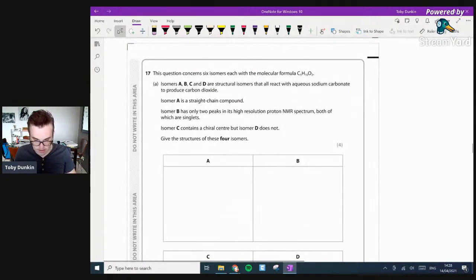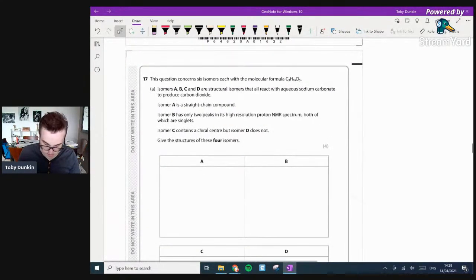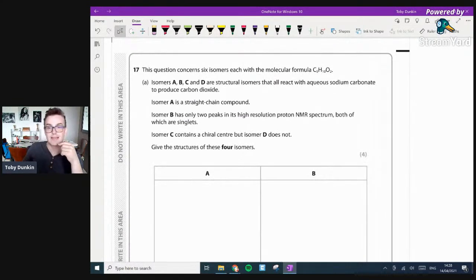Okay, this question contains 6 isomers, each with the molecular formula C5H10O2. So this is the puzzles of Unit 4. They're going to be dropping us into NMR and chiral centers. We had something similar to this in the multiple choice in the January paper. Isomers A, B, C, and D are structural isomers that all react with aqueous sodium carbonate to produce carbon dioxide. Okay, which means they're all carboxylic acids.